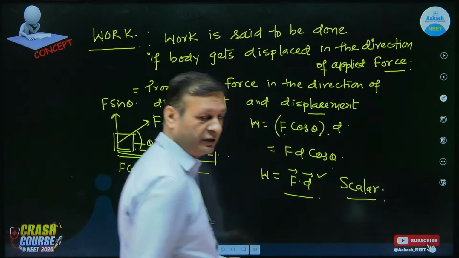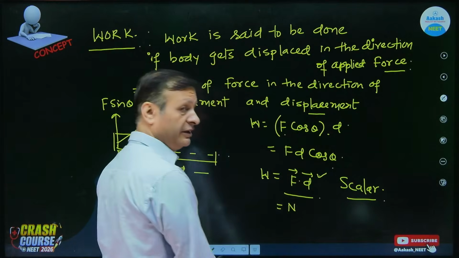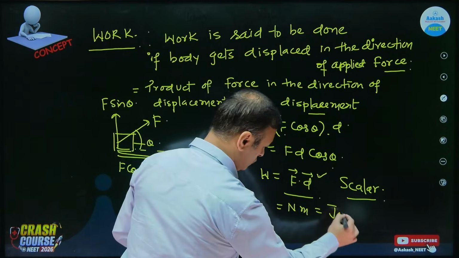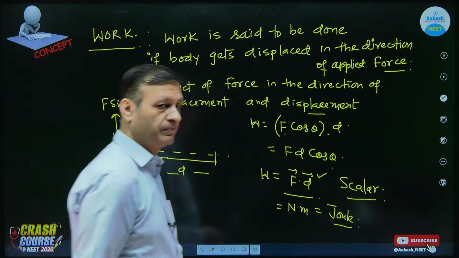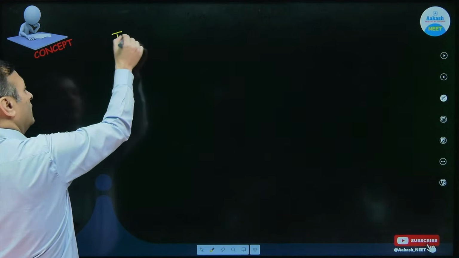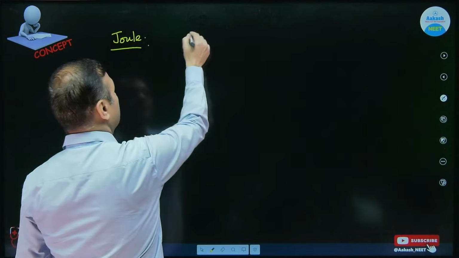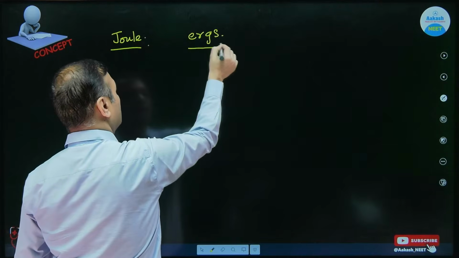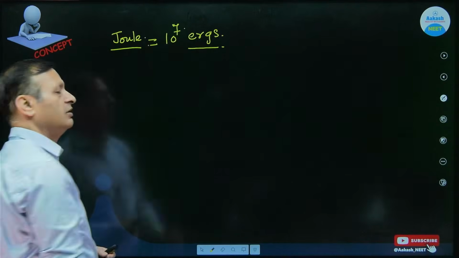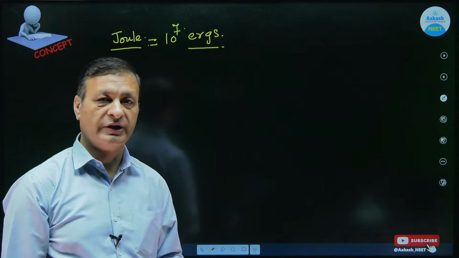So this is a scalar physical quantity, and work done in terms of SI units: force is in Newton and displacement is in meters, so it is joule. So in the SI system we have joule as the unit, and in the CGS system we have ergs. So we know 1 joule is equal to 10 raised to the power 7 ergs. So that is the SI unit of your work done.